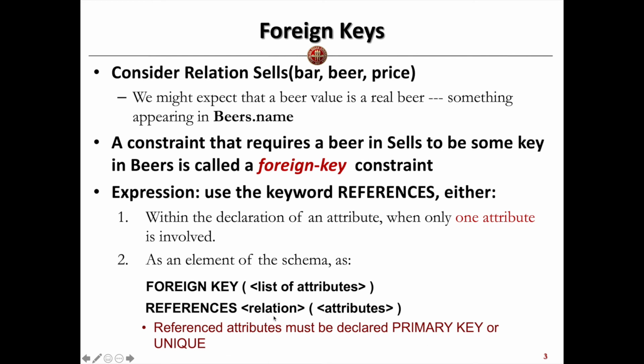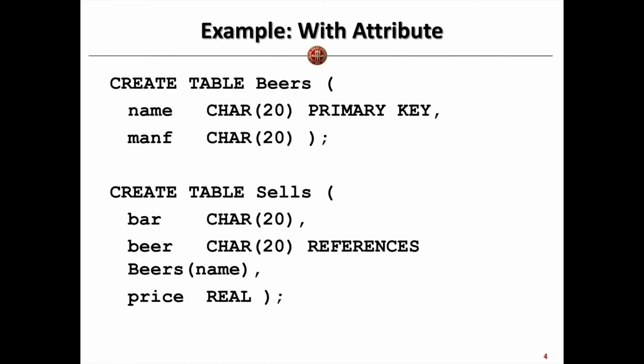Now here, if we build this sales table, we refer this bar attribute to the bar's table and foreign key, then this bar attribute should be the primary key in the bar's table. Similarly for beers, this beer attribute should also be the primary key in the beer's table. In this way, we can declare them as a foreign key we refer to. And we'll provide some more examples for the sales table.